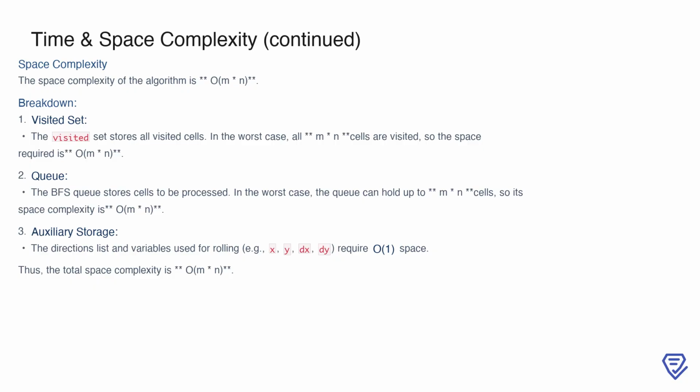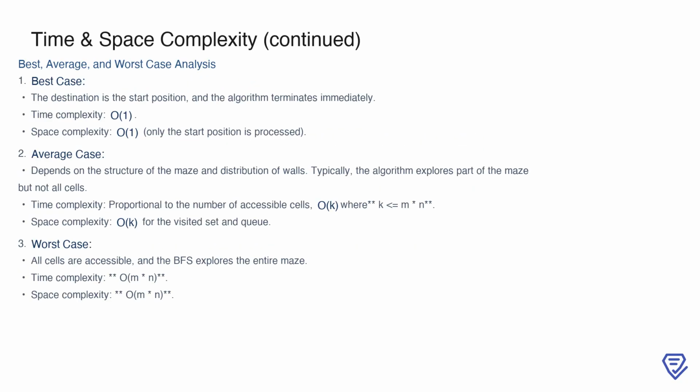Finally, we have auxiliary storage, such as the list of directions and variables used for rolling, like x, y, dx, and dy. These require a constant amount of space, denoted as O(1). When we combine these components, the total space complexity of the algorithm is O(m * n), which remains efficient even for larger mazes. Let's now look at the best, average, and worst-case scenarios for this algorithm.